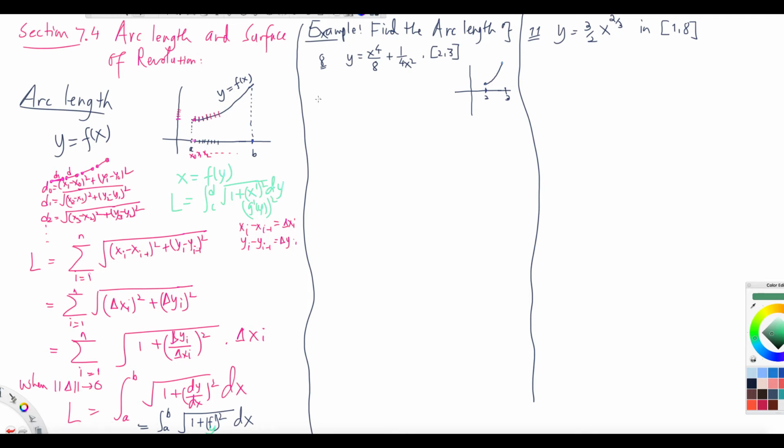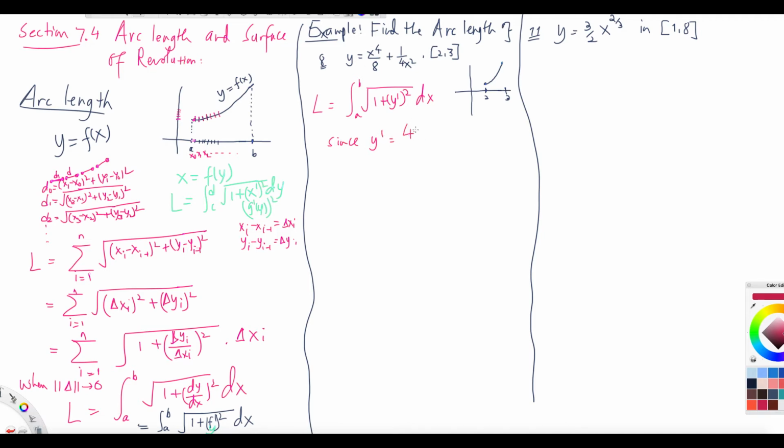So what is the length? The length formula is: length L equals the integral from a to b of the square root of 1 plus y prime squared, dx. That's the formula, right? But we have just y. So what is y prime? What is the derivative of that?